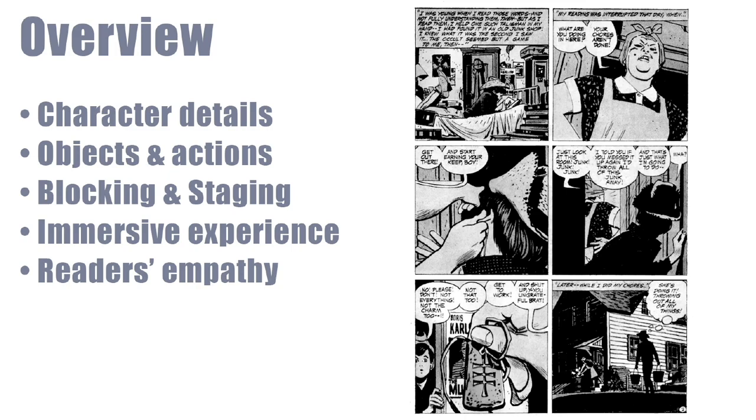So as an overview, I just wanted to go over a couple things. What does Toth focus on in this page? He focuses on character details, objects and actions, blocking and staging, an immersive experience, and creating reader empathy. There's a bunch of different ways he could have handled these panels and these pages, and I think it's different from how a lot of people would draw this page.